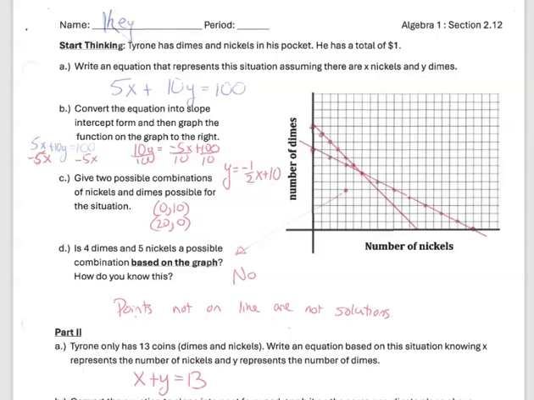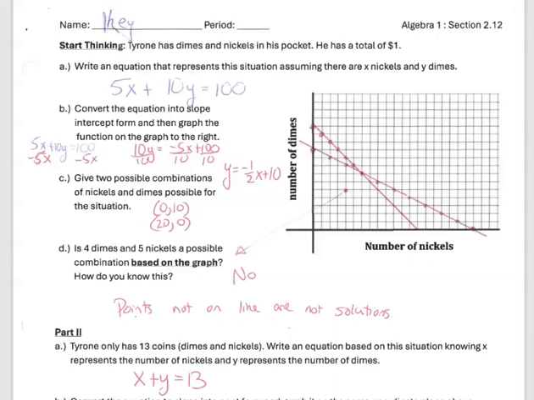It says give two possible combinations of nickels and dimes that will end up with $1. Now you can either just pick numbers and try them in your equation, or do how many just nickels or how many just dimes, or you could look at your graph and any point on your line is going to be a solution. So I just did just nickels or just dimes, and I got 0, 10, and 20, 0. So those would be two of the options where you would end up with $1. There's many more options of combinations of nickels and dimes that end up with $1.